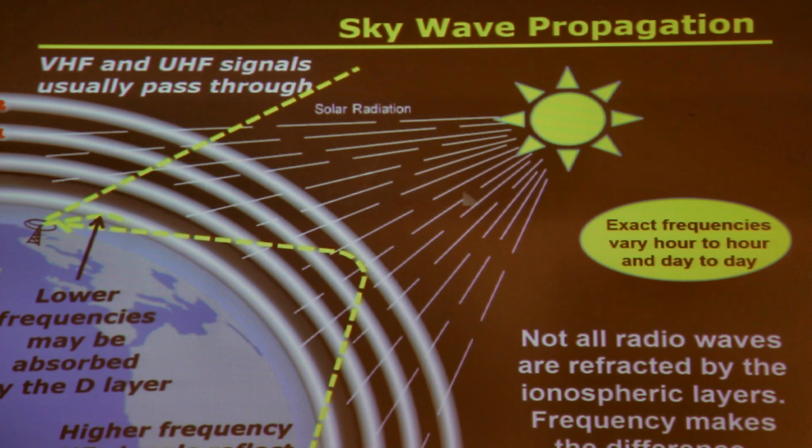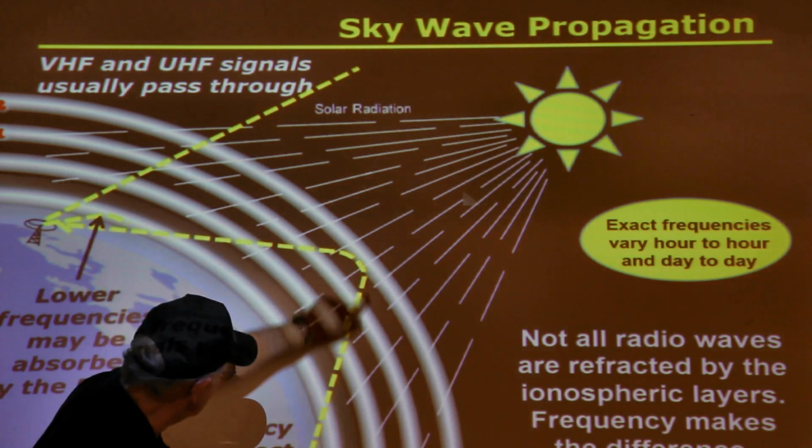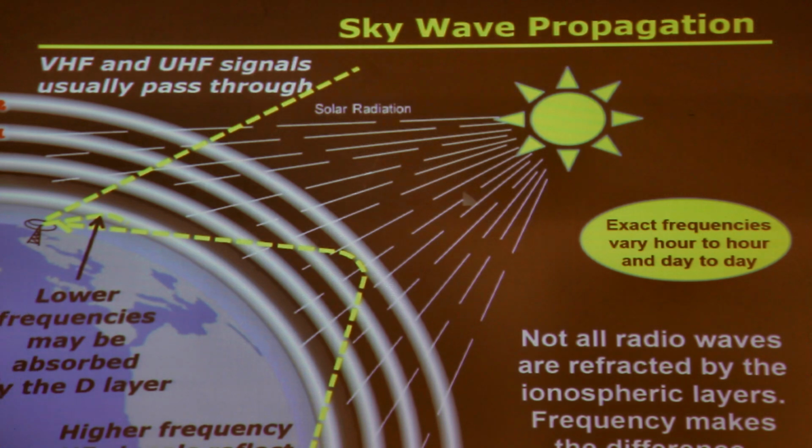And the higher the layer you reflect off of, of course, the farther you go. It's geometry. This one here, you bounce off that, you come down here. This one here, you bounce off it, you come down way over here on the other side of the Earth.